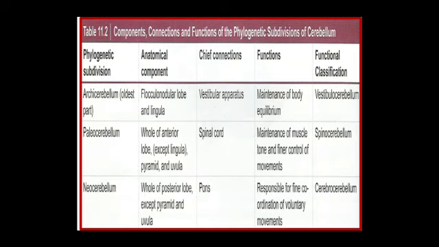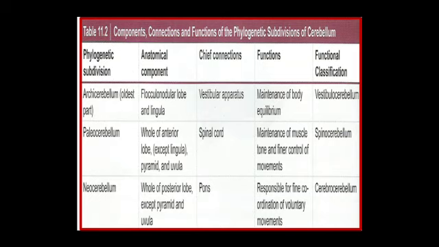The second is the paleocerebellum, which is next to develop. It contains the whole of the anterior lobe except lingula, and it also includes the pyramid and uvula. Its chief connection is to the spinal cord. It maintains muscle tone and finer control of movements. So it mainly belongs to the spinocerebellum.